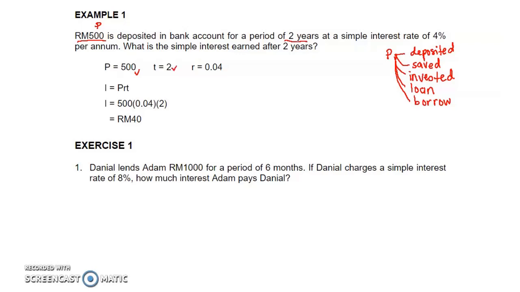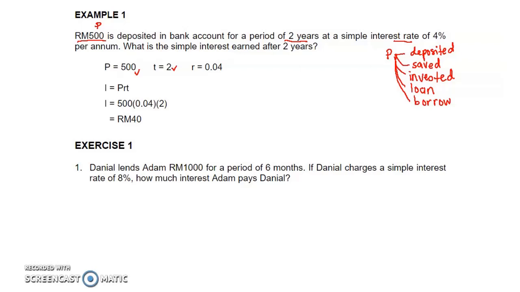Remember T must be in years. So now T equals 2. No need to divide by 12 because this is already in years. At a simple interest rate of 4%, so the rate equals 4%, which can also be written as 0.04. What is the simple interest earned after 2 years?